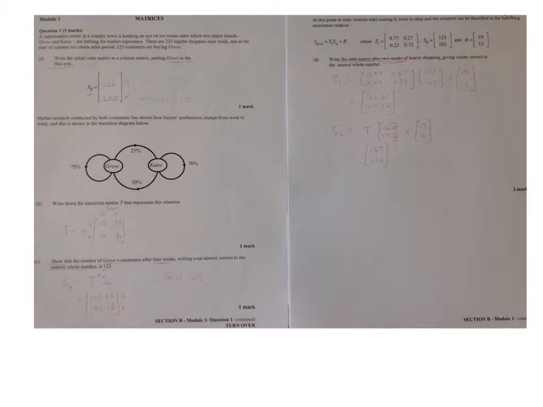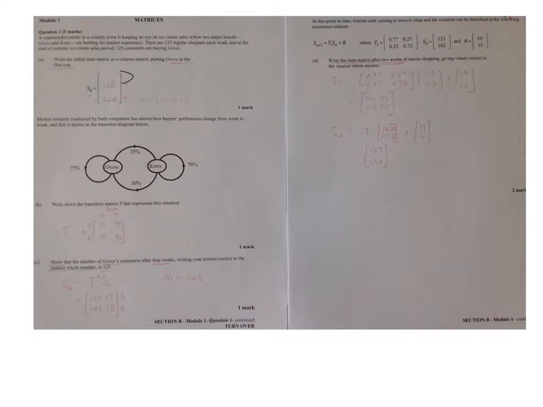Quite a few of you made a mistake in question 1a. It says, write the initial state matrix as a column matrix, putting growth in the first row. Growth first, so G before K. And it is not 125 and 225, because 225 is the total.